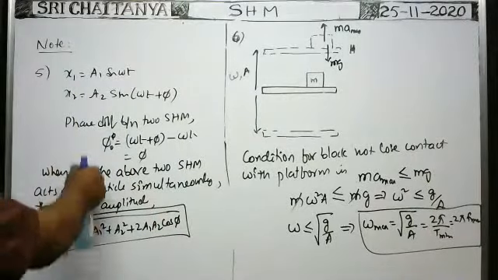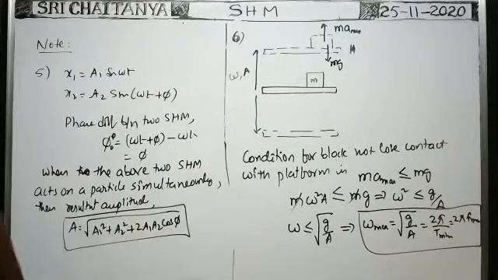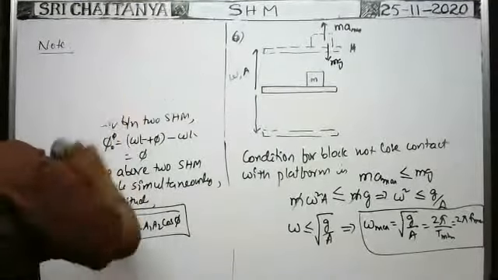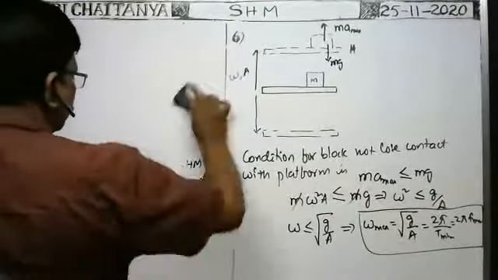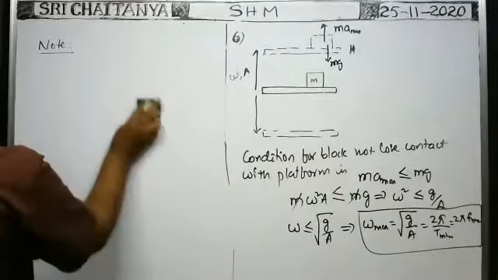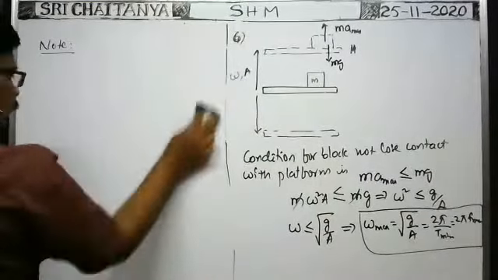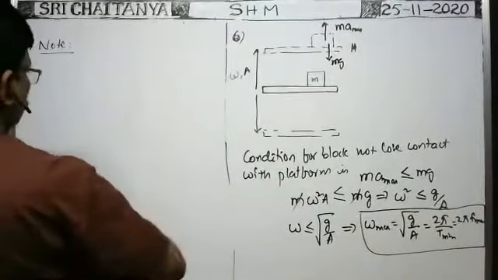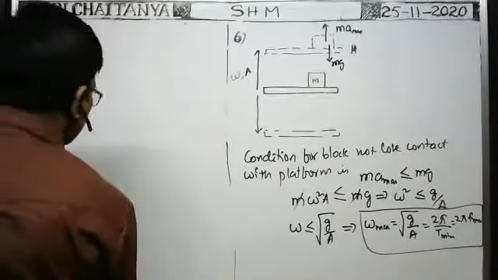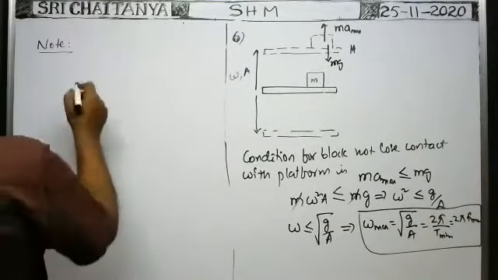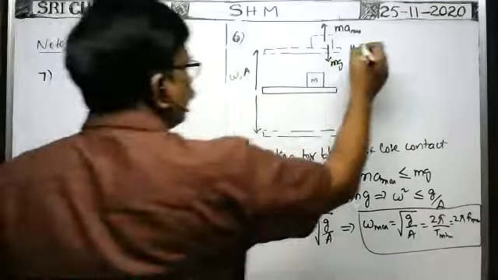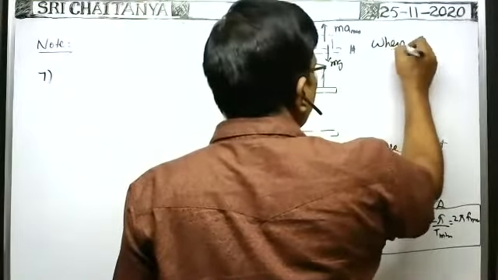So this is the vertical oscillations when the platform is moving along horizontal direction. Seventh one, here it is, when platform is moving along vertical direction.